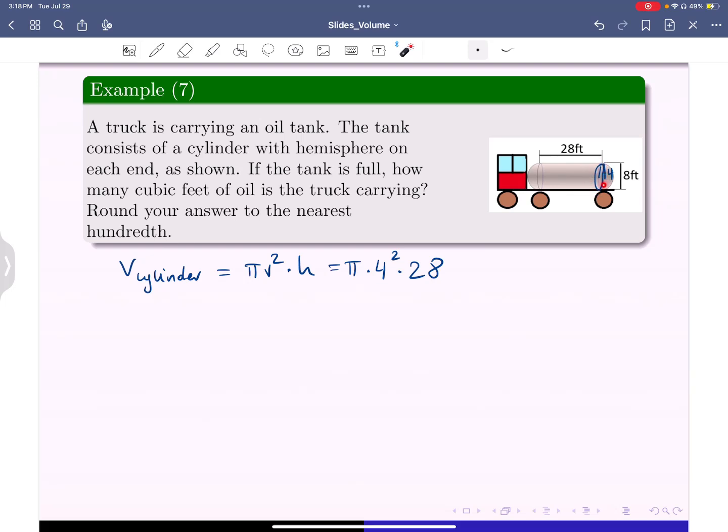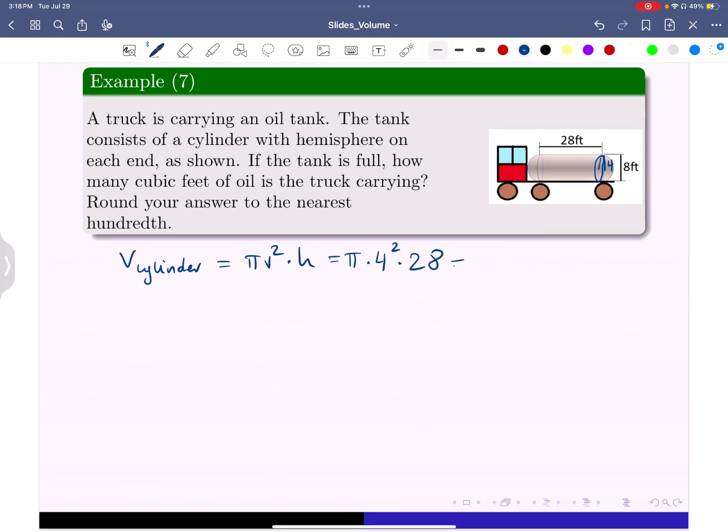So the area of the base is a circle, pi r squared, times the height. So this is equal to 28 times, this would be 448 pi, which is equal to 1407.433, and so on, to the nearest hundredths. So we would have 1407.43 feet cubed. That's the cylinder.